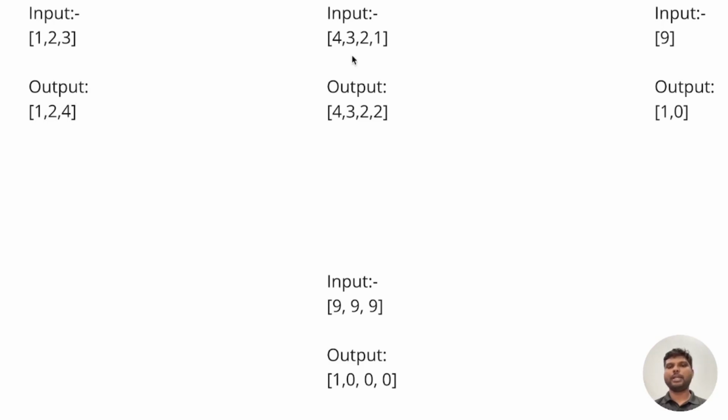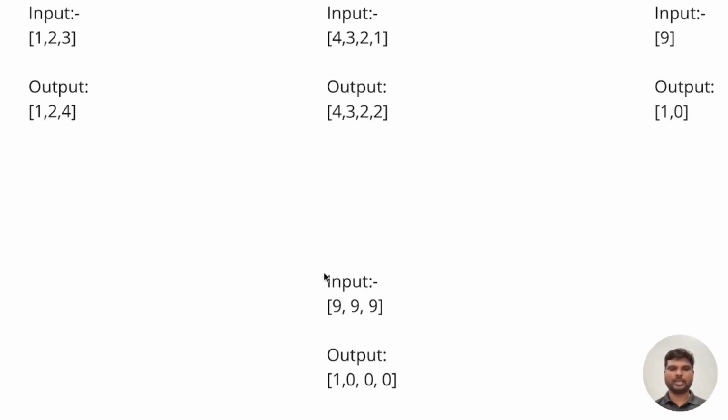Similarly, here is another input. We increment that number by 1 and we get 4322. Now here is the interesting case. The number which is given to us is 9, and incrementing it by 1 gives us the output 10, right? Which is represented in the array by 1 and 0.